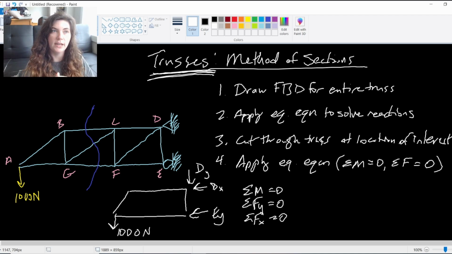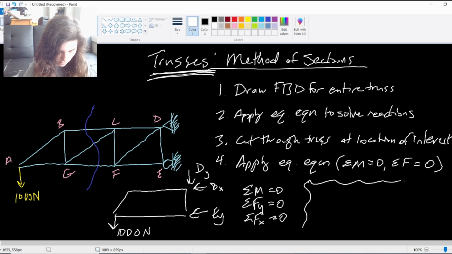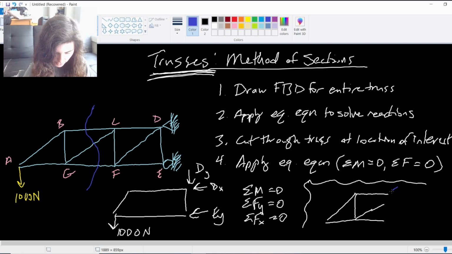In method of joints, we were looking at each individual point, looking at joint A, or joint B, and so on and so forth. Now we're going to be looking at this full section. So when I cut it off, the section that I get looks something like this. If I look at this BAG section, it's going to look something like this, where here I have my cut line.